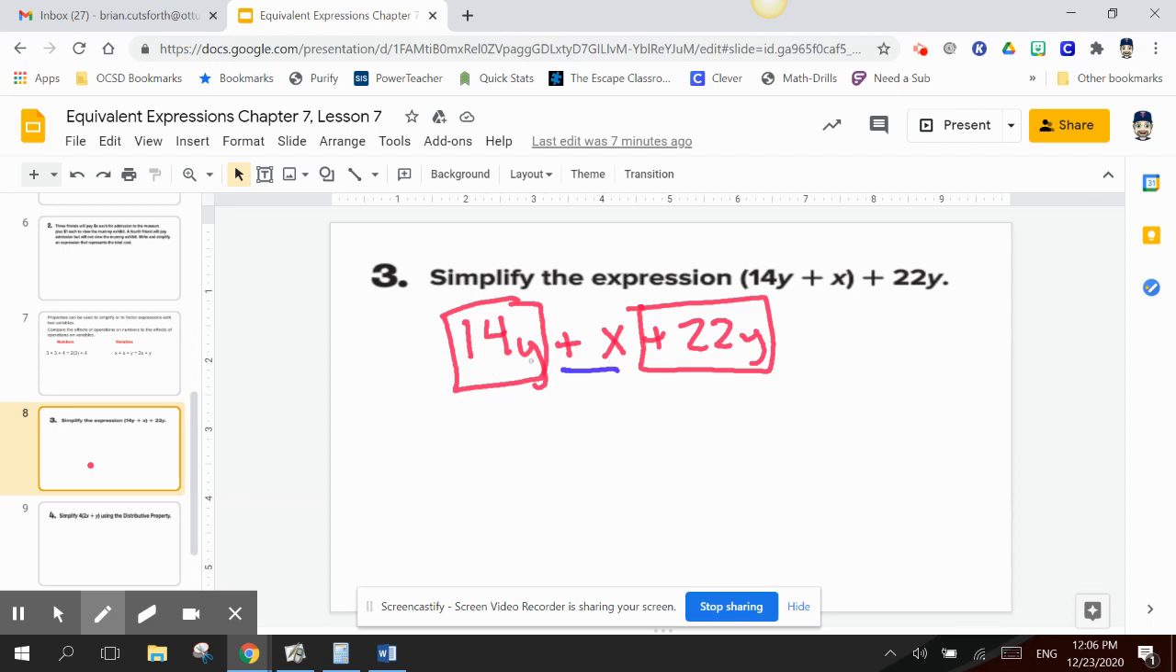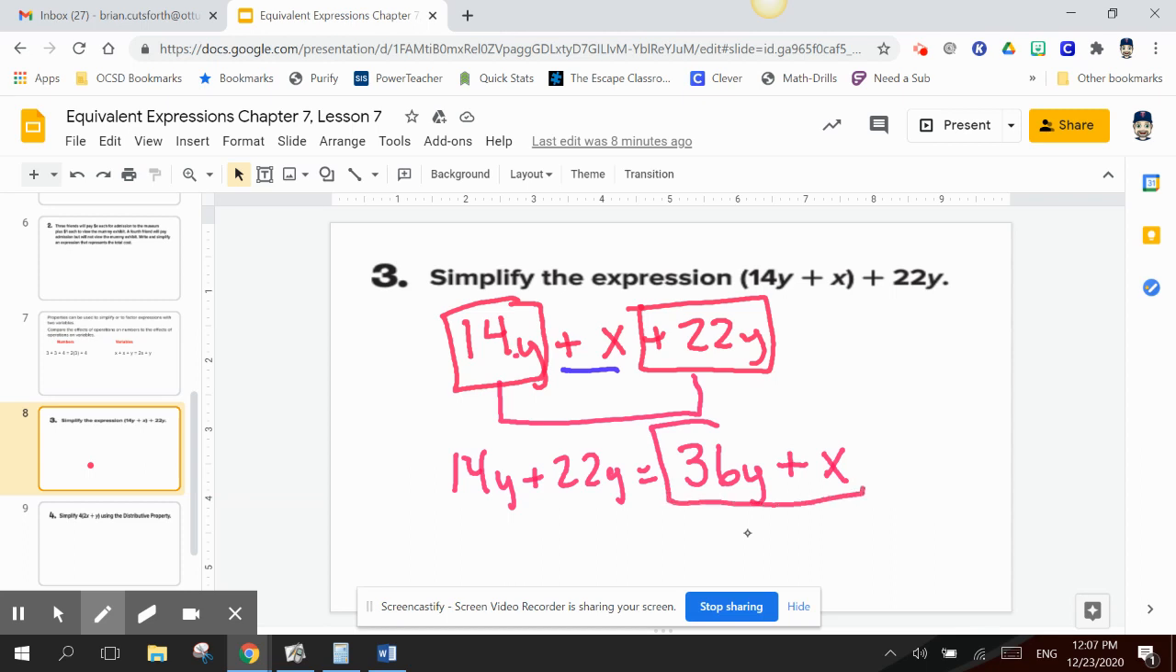So I combine my two y values. So I have 14y's plus 22y's is going to equal 36y. Then what's left is my plus x. It's different. So whatever x is, I have to add that to it. So 14y plus x plus 22y in simplest form is 36y plus x.